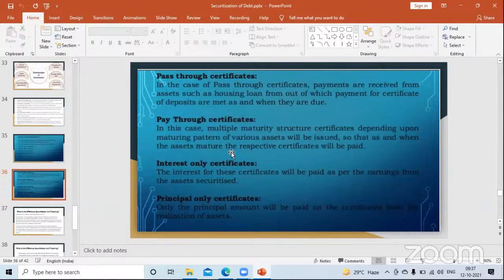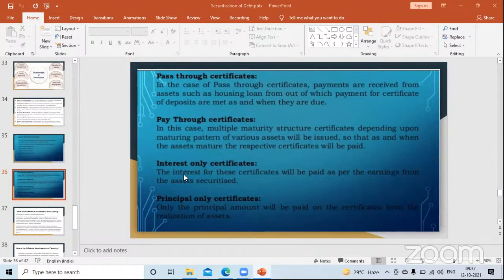So suppose maturity comes after 3 years, so certificates will be paid. The payment will be made according to the maturity date. Here, the maturity is not important. Here, the due date of payment of the certificates is important. Are you getting my point? The difference between the two? Students, have you understood? Yes. Okay, very good.